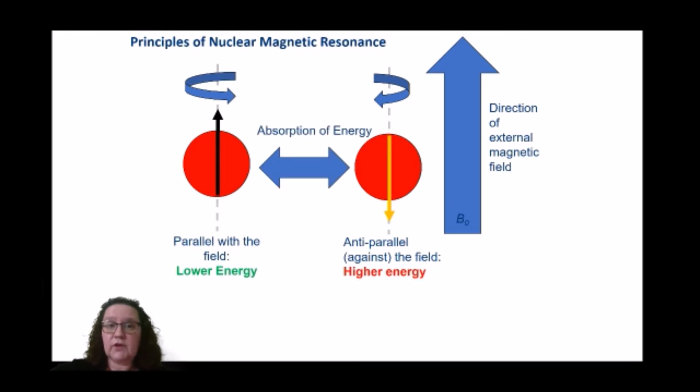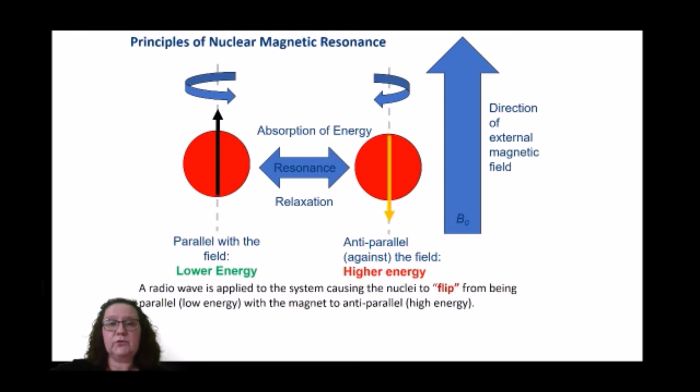By applying the right amount of energy, you are able to move up a nucleus which is in a parallel position, aligned to the magnetic field, into an anti-parallel one against the magnetic field. That's an unstable state, and the nucleus undergoes a process of relaxation. It goes back to the parallel state with the magnetic field, which is lower energy and more stable. We call this relaxation process resonance.